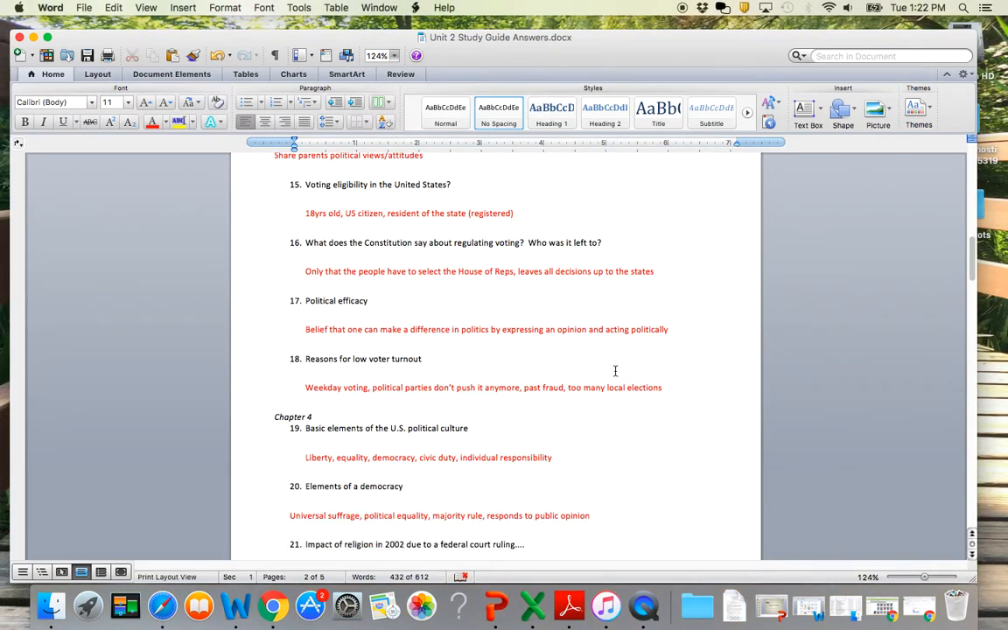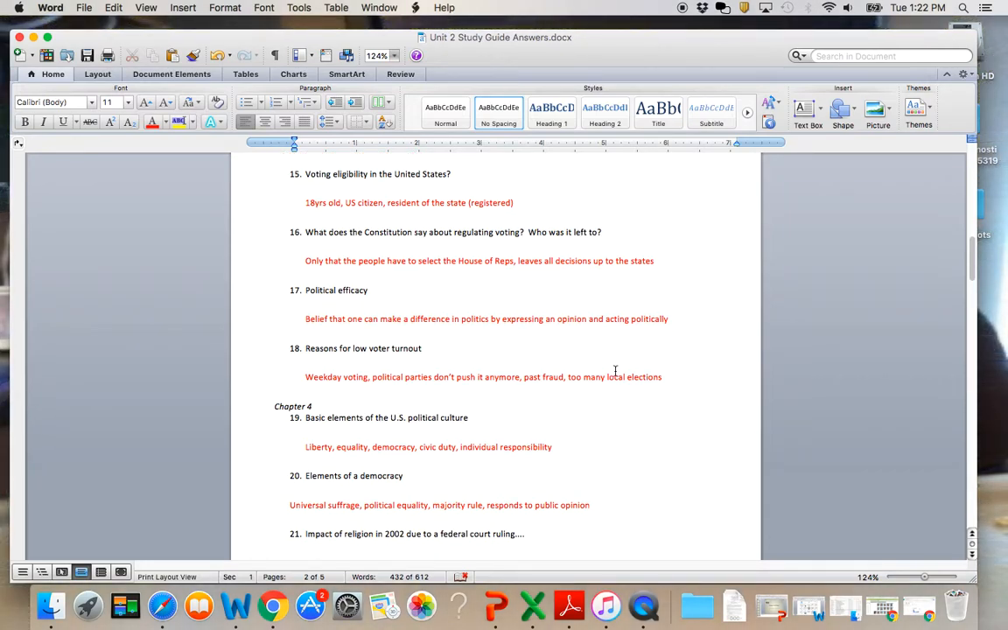Definition of political efficacy: belief that one can make a difference in politics by expressing an opinion and acting politically.